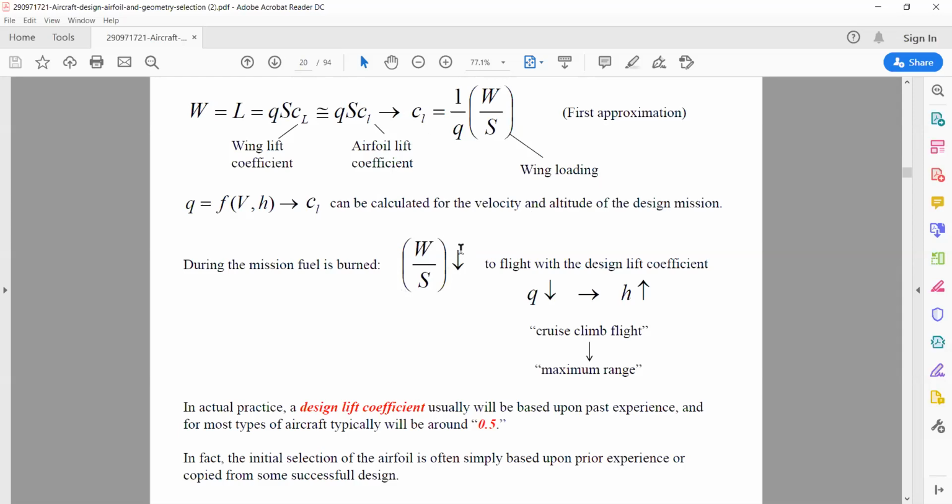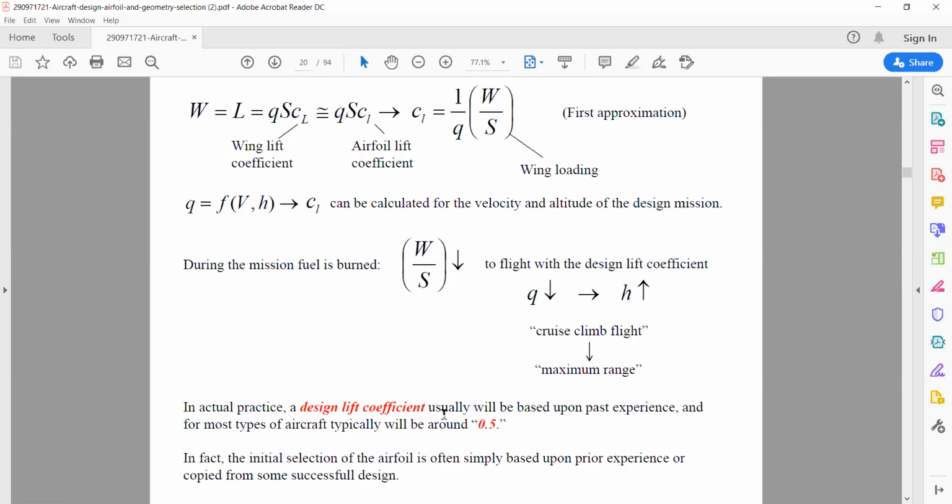Why? Because the fuel consumption will be there at that time, wing loading will be reduced. So therefore, when you go for higher heights, what happens? The pressure will reduce with increase in the altitude. So dynamic pressure will reduce with increase in altitude. So therefore, cruise climb flight with a maximum range.